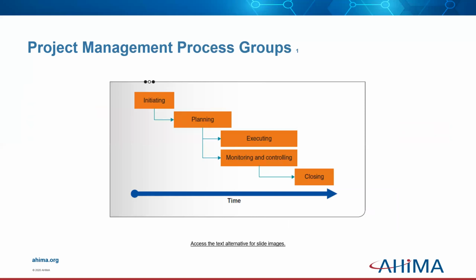So the process groups. Initiating a project is the first step in project management and is followed by project planning. Planning is followed by executing and monitoring and controlling the project. Executing and monitoring and controlling occur simultaneously. And the monitoring and controlling process is followed by the closing of the project.